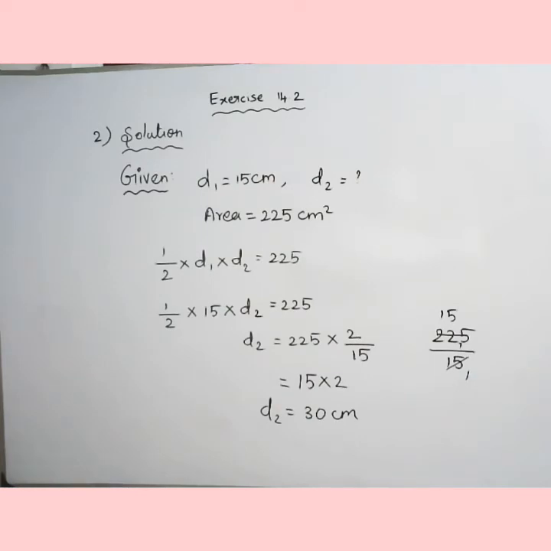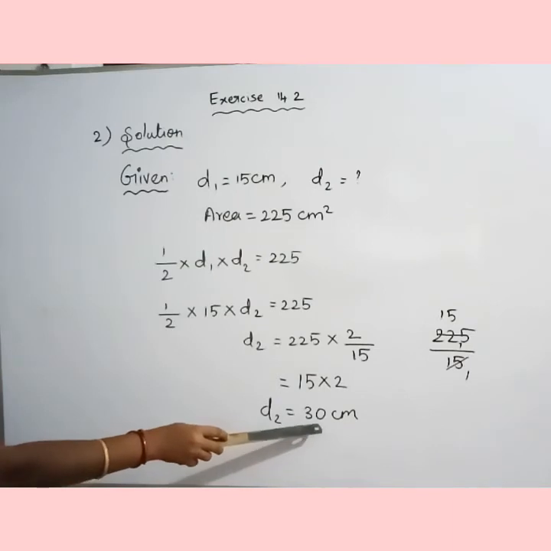Clear? Diagonal 1 is given. Find the value of diagonal 2. One more given is area. Apply the formula. Substitute the values. Cancel these two values. We get the diagonal value of the rhombus.